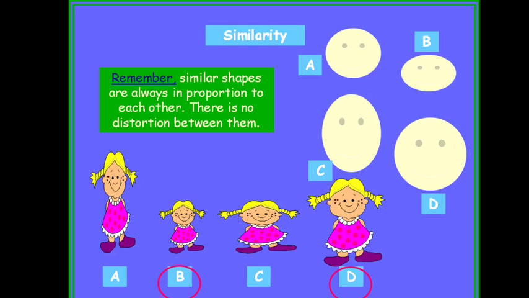We have another four figures A, B, C, D on this screen. A and D in that are similar. They are different in size, but there is no distortion among those two.